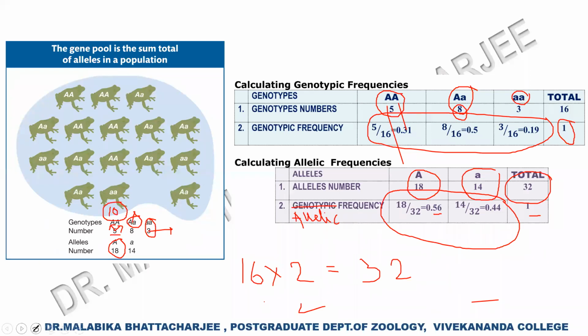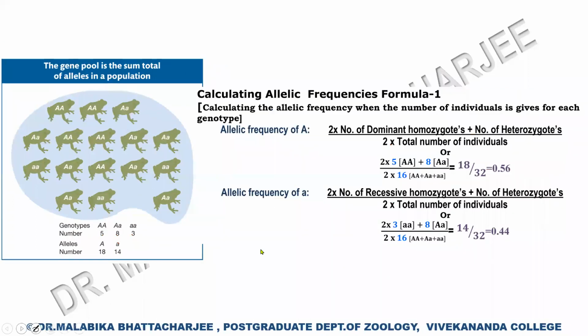So how do we do that? Now I am converting this data into a formula. This is calculating allelic frequencies, formula 1, when you have the number of individuals given. In this particular example that we started off with, the number of individuals is given. We have capital A capital A 5, capital A small a 8, and small a small a 3. So how do we convert the data into a formula for calculating allelic frequency?